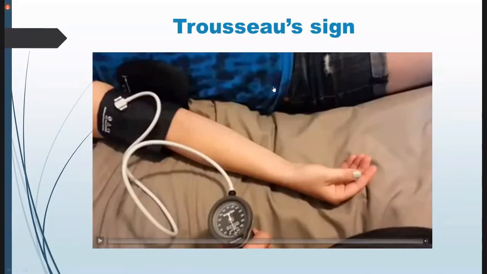And this is the Trousseau sign. Trousseau sign is when you elevate the blood pressure about 20 millimeters of mercury above the systolic level of the patient, and keep the blood pressure cuff inflated for nearly 2 to 3 minutes. So what happens is the blood flow to the arm and hand is compromised, and the calcium flow is also compromised.